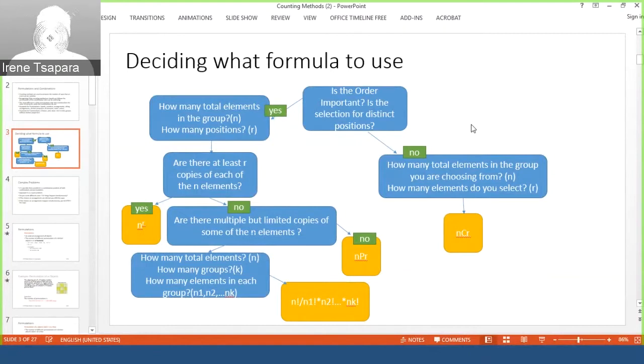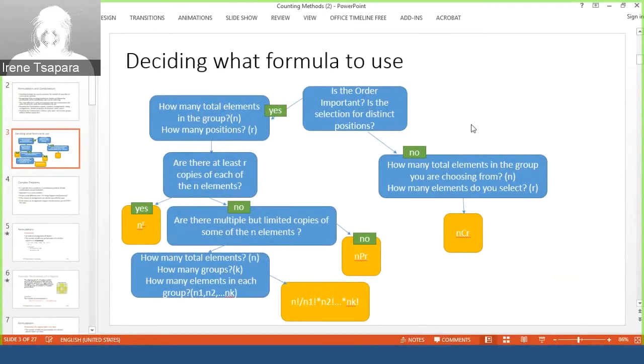Then you start with the order. The first thing that you want to know is if the order is important. Okay, if you answer yes to that, if the order is important, then you have two issues. How many elements you have in the group and how many positions you want to put them. Now, how do you know that you have positions? If the order is important, then you have some order.